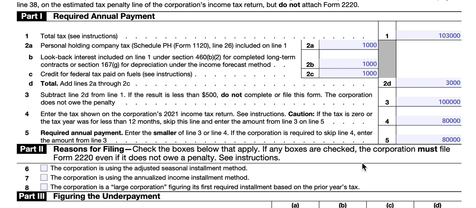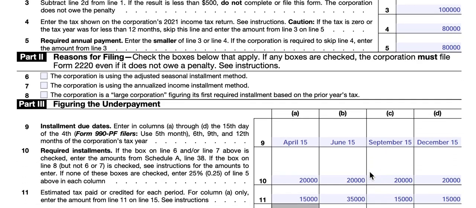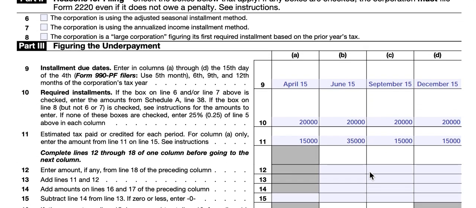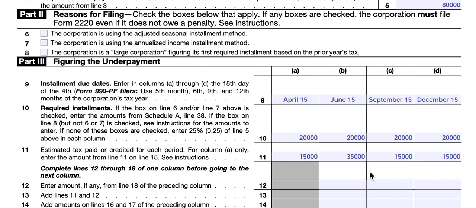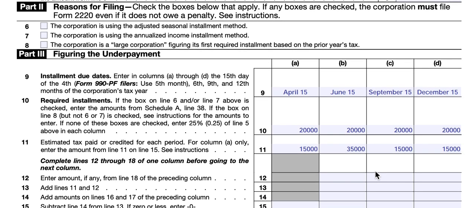And then line 8 is if you are a large corporation figuring its first installment requirement based on a prior year's tax. So you can find more information about what is considered a large corporation either in the instructions for this form or in the article that we've written that covers this in depth. And so in any of those cases, if any of those boxes are checked, then you do have to file this form, even if you don't owe a tax penalty.